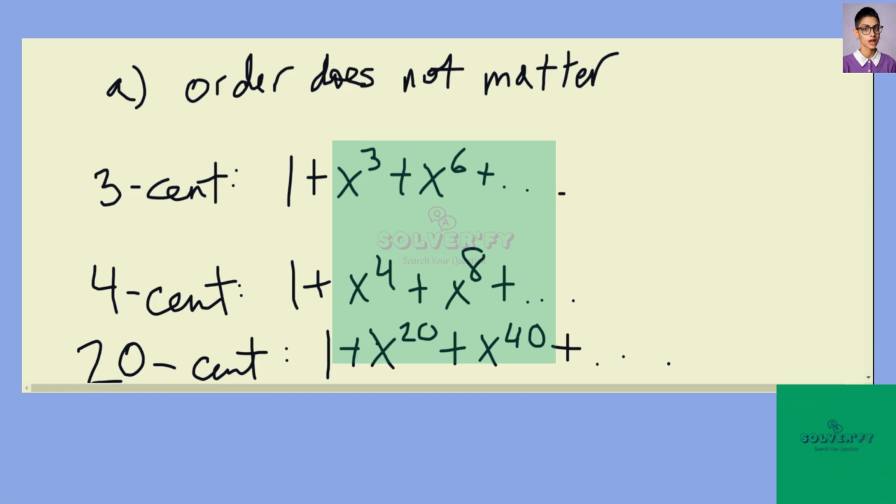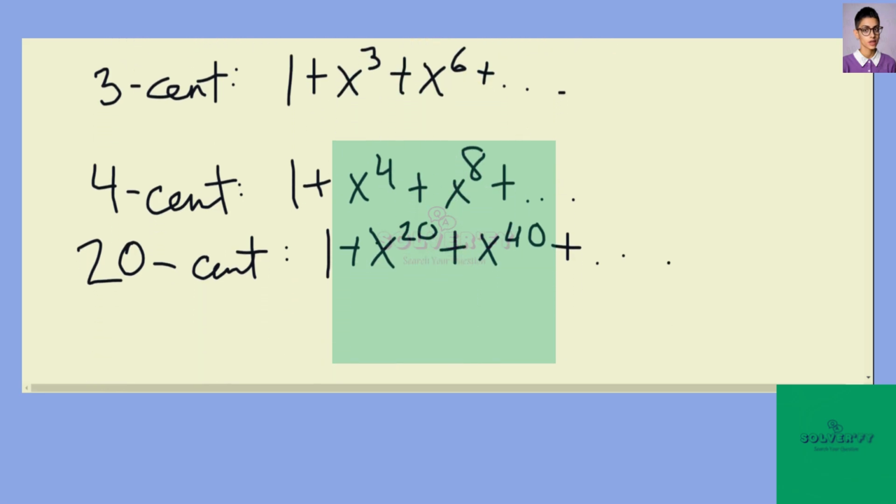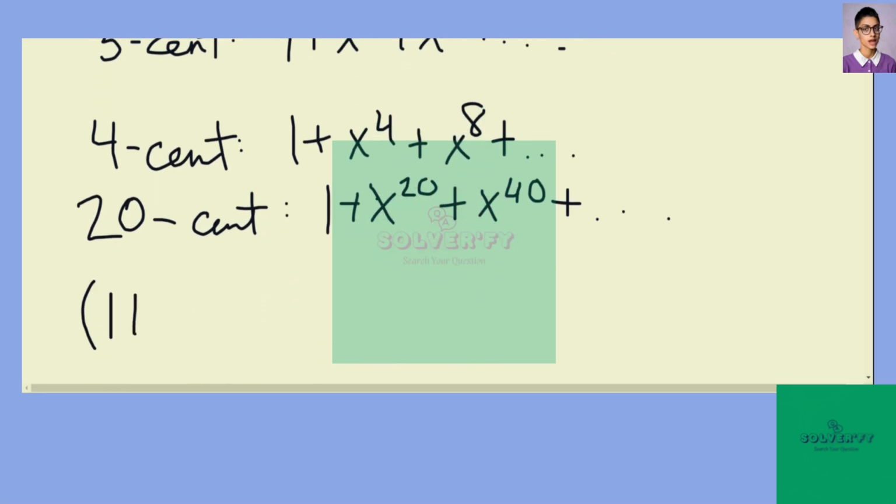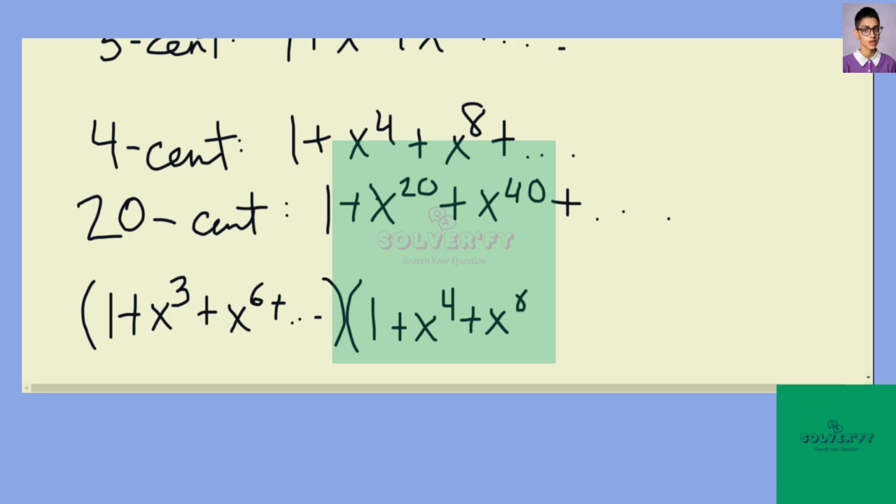So we have a total generating function, which is going to be the product of the generating functions for each kind of stamp. So this is 1 plus x cubed plus x to the 6th plus, and so on, times 1 plus x to the 4th plus x to the 8th, and so on, times 1 plus x to the 20th plus x to the 40th, and so on.